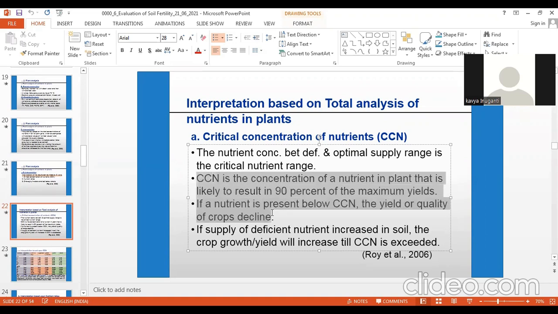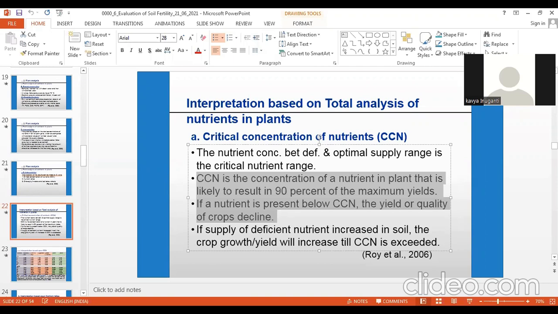You see this definition, what I gave you in the beginning. Critical concentration of nutrient is the concentration of a nutrient in plant that is likely to result in 90% of the maximum yield. So at 90% of the maximum yield, suppose yield is 100 tons, and at 90 tons, whatever is the concentration of nutrient in plant or soil, that is your critical concentration.